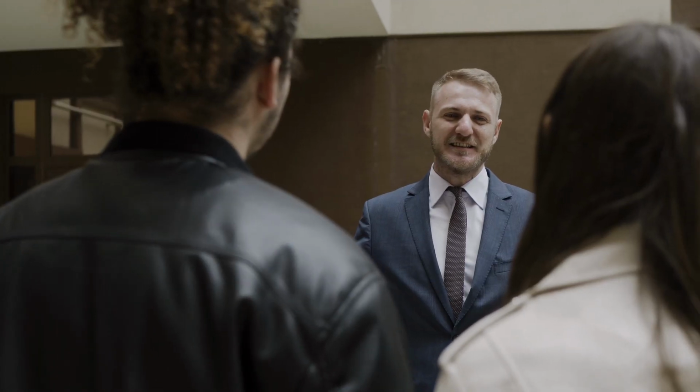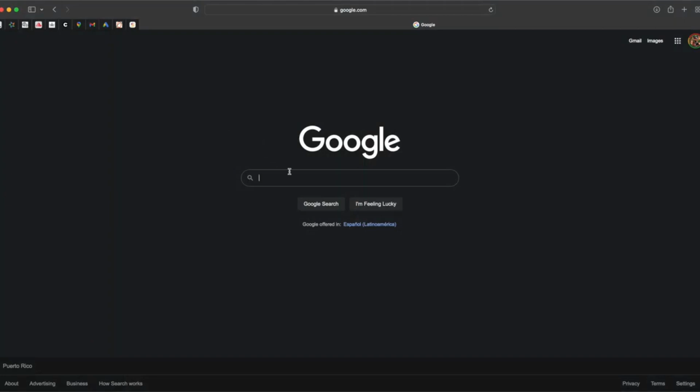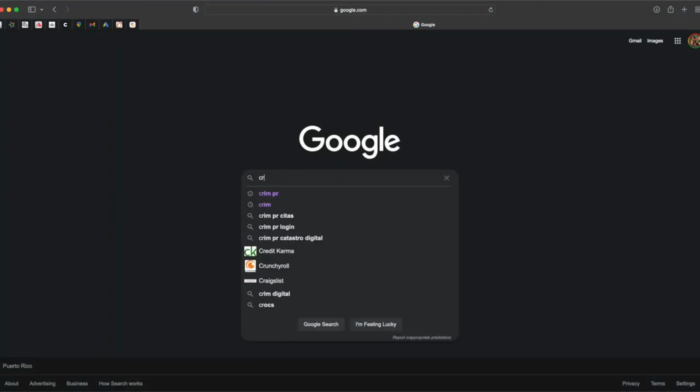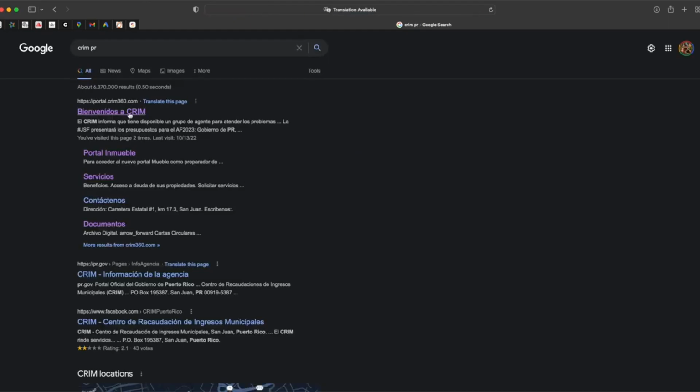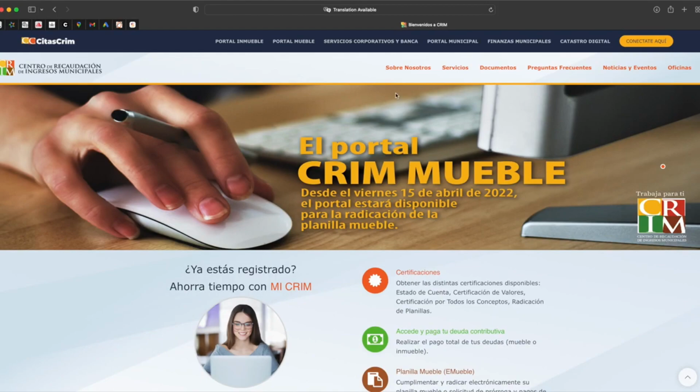First thing you have to do is find the owner of the property. And that's what the guys, when they come here, don't do. They don't find the owner of the property, because they don't know where to look. Right. Yeah, the first thing you have to do is go to the property tax website. It's called El CRIM. Right there, you're going to find a list of properties, and they have a number. That number is called catastro. The catastro is the identification for properties in Puerto Rico. All the properties in Puerto Rico have a catastro number.